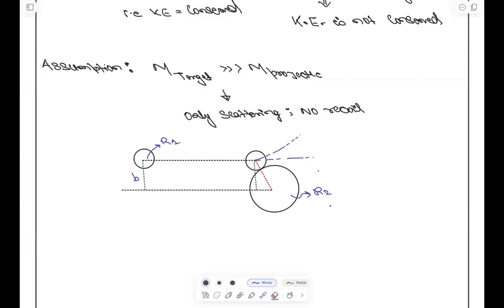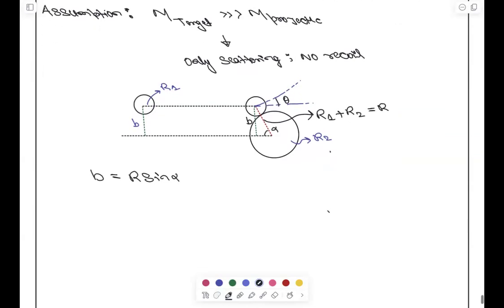If you see this geometry, can I say that here it is B in this triangle? This is alpha. This deflection is theta. And this side is nothing but R1 plus R2. So I can simply write that B equals, let's say R1 plus R2 equals R. B equals what simply? R sin alpha. R sin alpha. Right? And what is alpha?